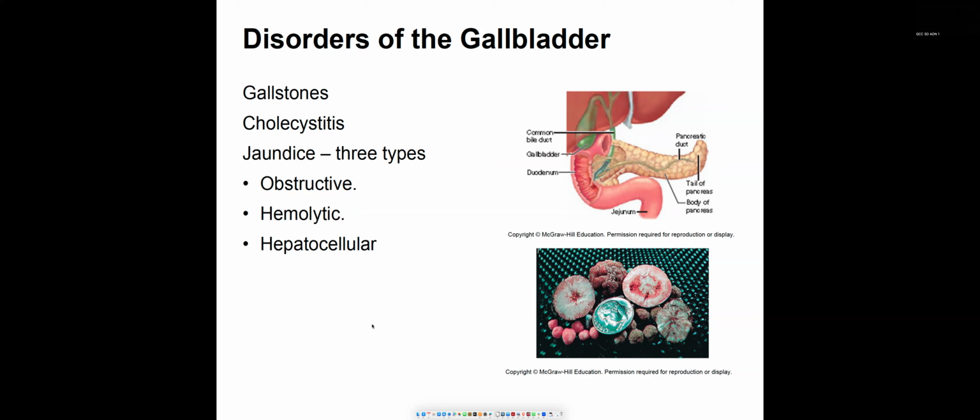We talked about jaundice. There are three different variants here. You have obstructive, hemolytic, and hepatocellular. Obstructive is caused by a blockage. Hemolytic is due to excessive breakdown of red blood cells, overwhelming the liver's capacity to process bilirubin. And hepatocellular jaundice results from liver damage, reducing the liver's ability to metabolize and excrete bilirubin.